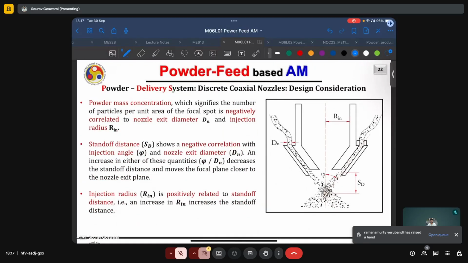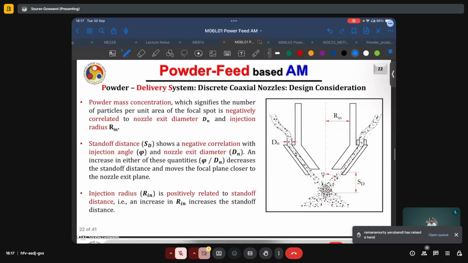Here we have a schematic depiction of a cross section for such a nozzle, where we have these powder delivery tubes coming in from the sides and the laser coming from the center. The powder mass concentration, which is defined as the number of particles per unit area of the focal spot, is negatively correlated to nozzle exit diameter dn and injection radius Rn.